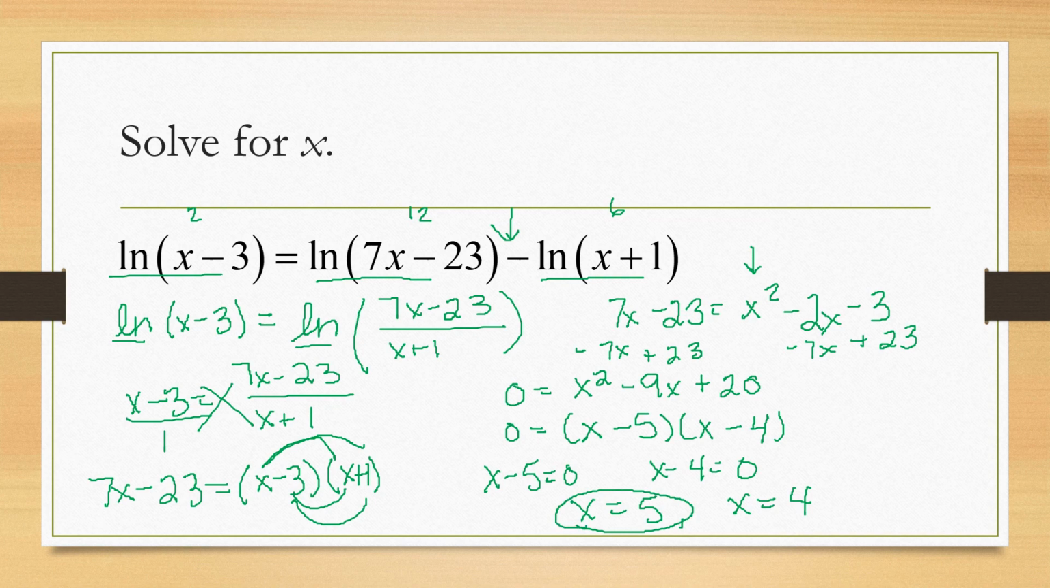Let's check x equals 4. 4 minus 3 is 1. 4 times 7 is 28, minus 23 is 5. And 4 plus 1 is 5. So all of those are also positive. So this does have two solutions, and I accept both of them. x equals 5 and x equals 4.